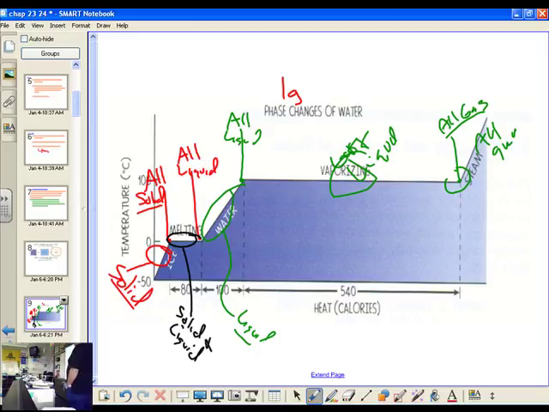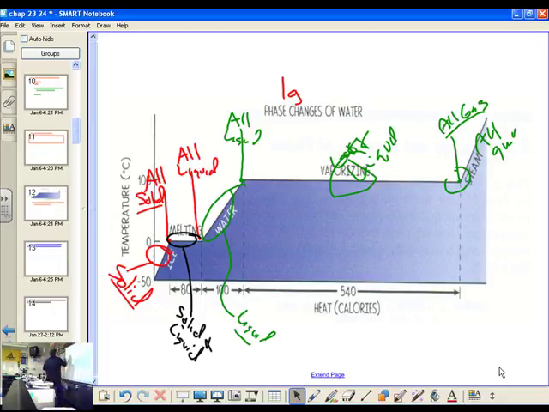All right. Questions? Anyone need more time with the diagram? We're going to be doing another one of these here in a minute. We're going to put some formulas on it.